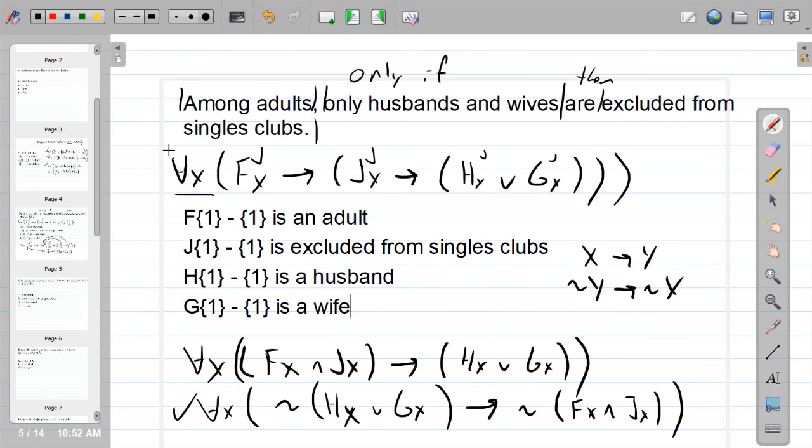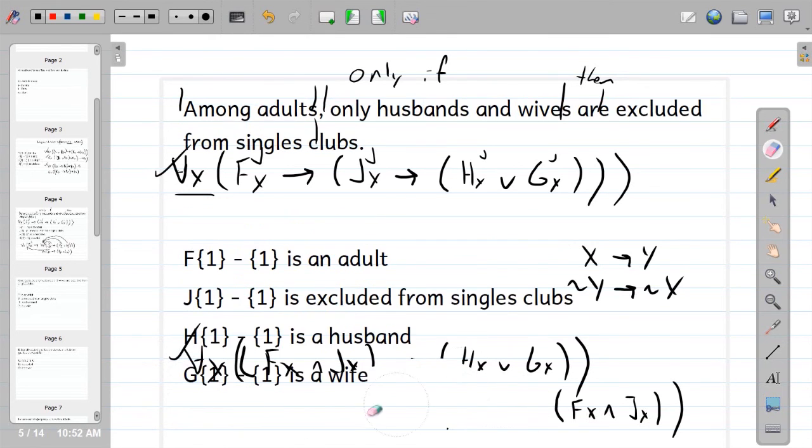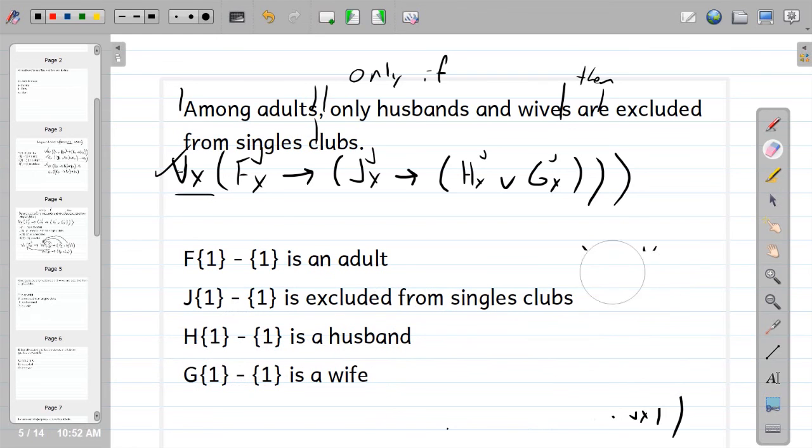Could you, in that case, also just flip the antecedent and the consequent there? Like, would it be logically equivalent? Because if you're not excluded from the singles club, then it's not the case that you're a husband or a wife? No, I don't think so. So the question is, can we do the following? Oh wow. Okay. Well, this is just a mess now. All right. So the question is, can we just flip the antecedent and the consequent?